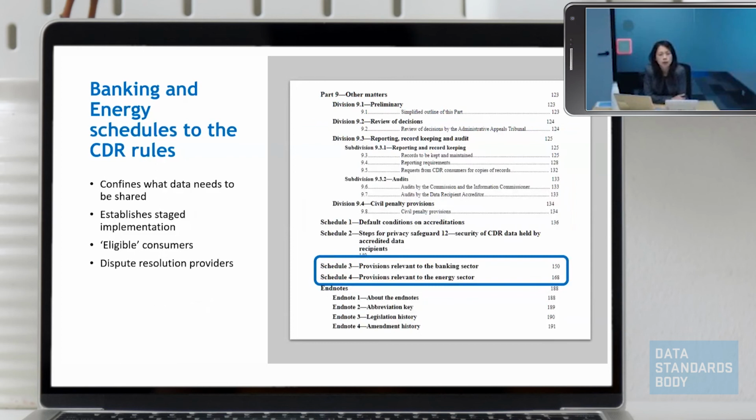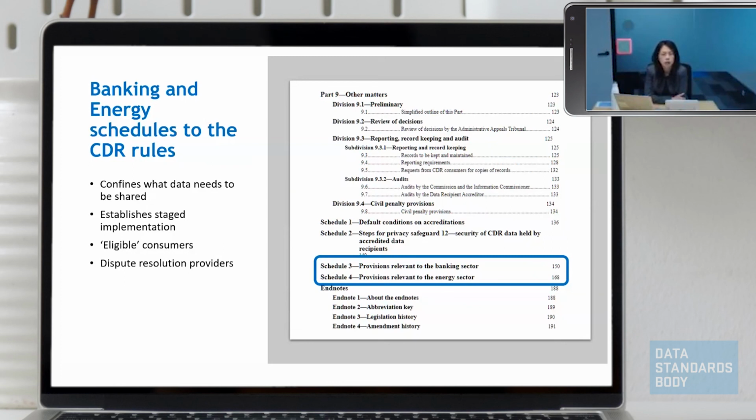And for my final slide, I thought I'd repeat this point about the banking and energy schedules to the CDR rules. So we've got our universal rules, and then we've got Schedule 3 and Schedule 4 to the rules. And these rules are the ones that are specific to the banking sector and the energy sector. So these schedules can define what kinds of data we're talking about that need to be shared. It also establishes where implementation of obligations is staged. So with the banking and energy sector, starting with the big banks and the biggest energy retailers, all of that detail is actually in the rules and in these schedules to the rules.